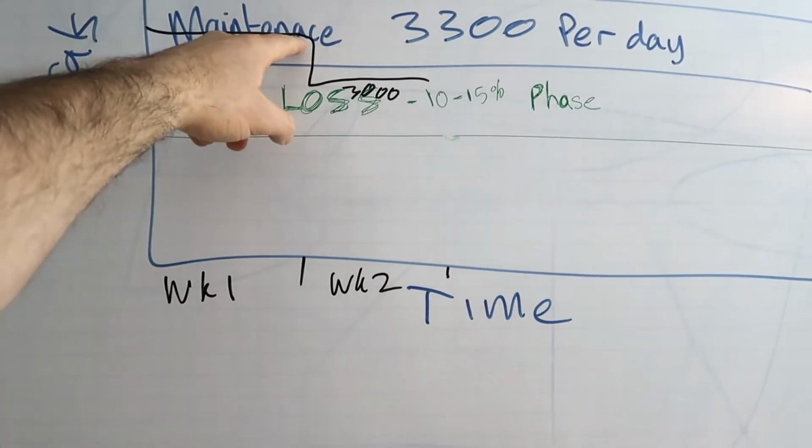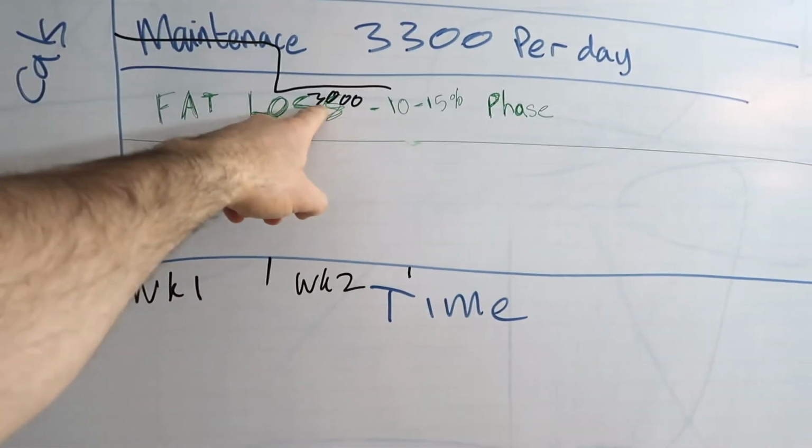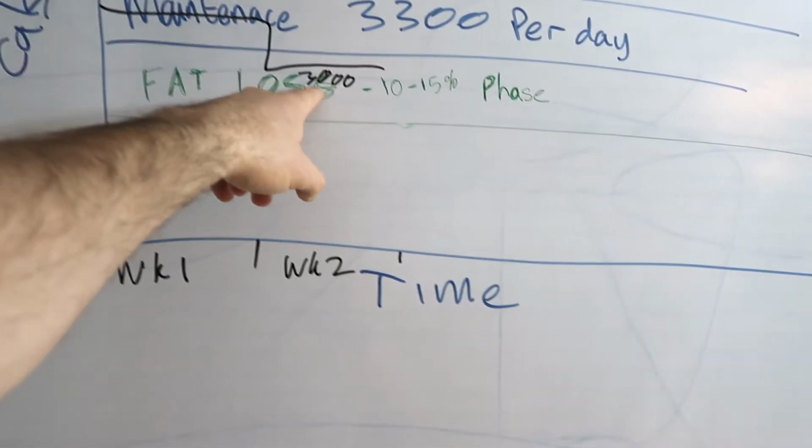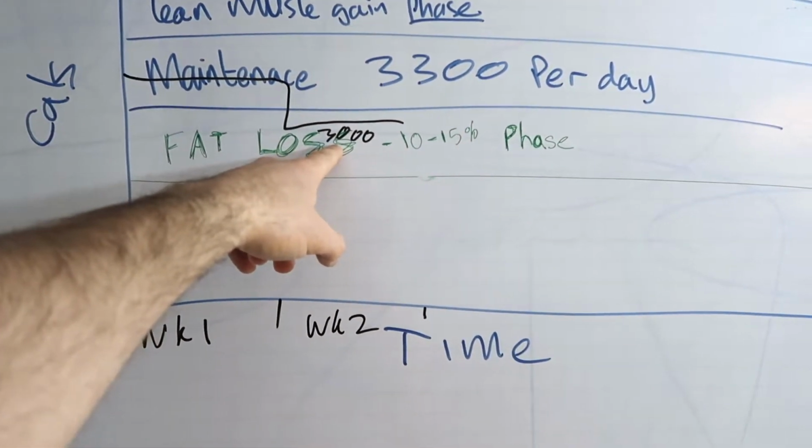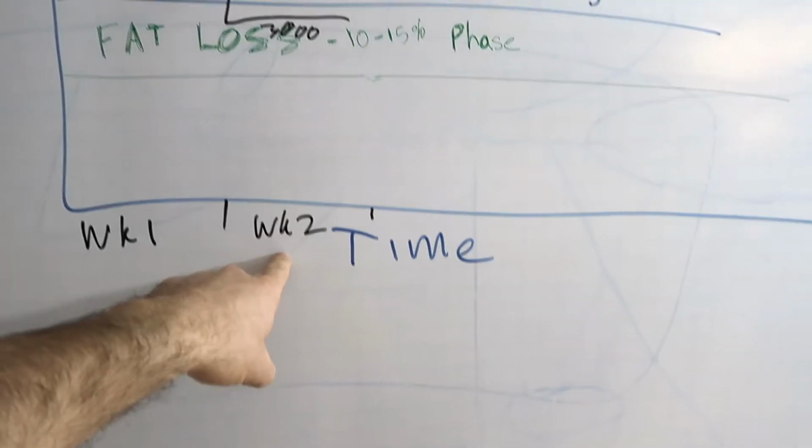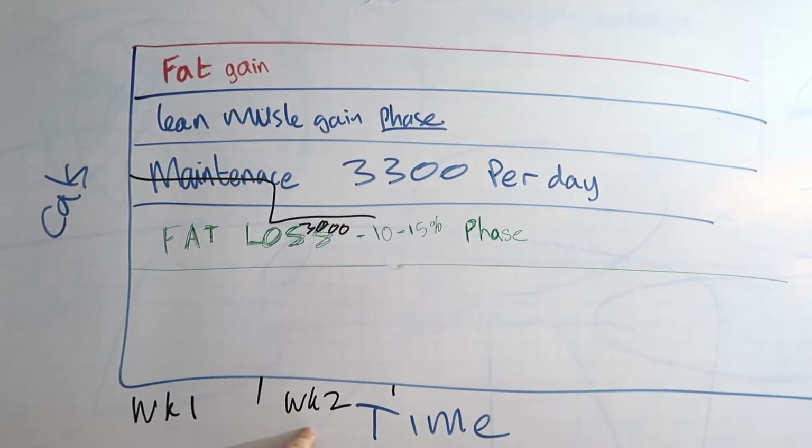So to start the fat loss phase, I'm literally going to take away 10% of the calories and eat about 3,000 calories every single day. So what will happen is my weight will drop week 2, which is what you'll see next week.